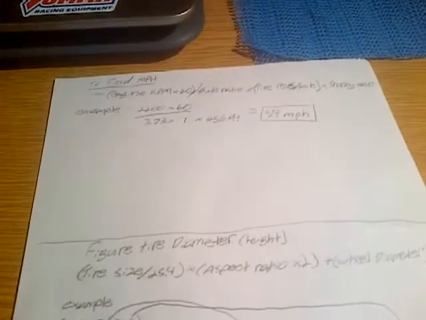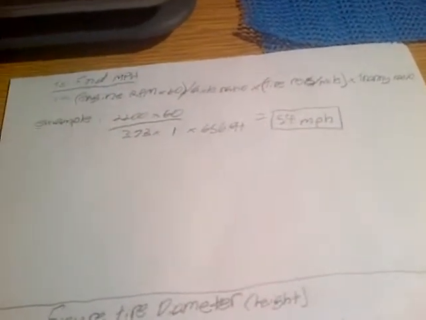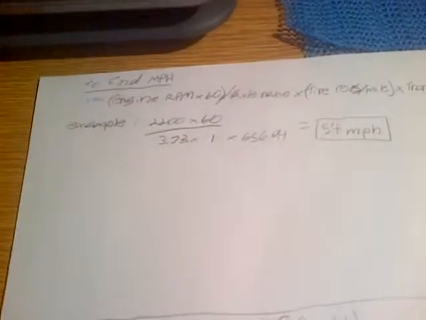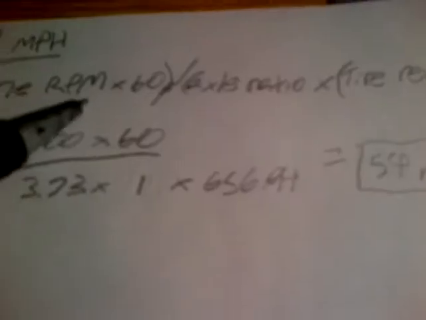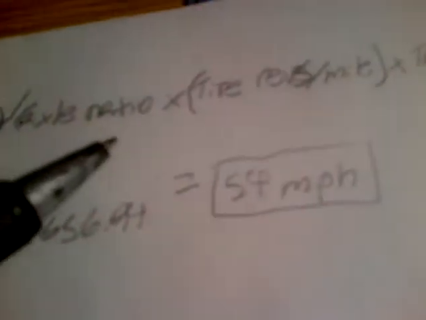So I thought I'd do a quick video about rear end ratios, transmission ratios, and their relation to your tire size, and then what you get for your mile per hour at any given RPM. So anyway, there's an equation here to find your mile per hour, and it's your engine RPM times 60, divided by your axle ratio times your tire revolutions per mile times your tranny ratio.